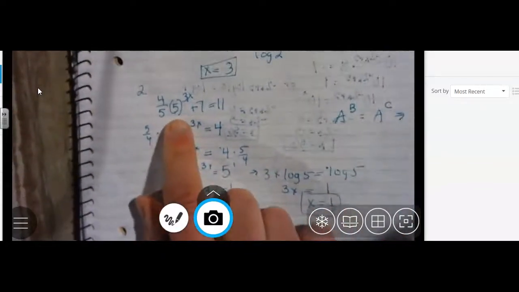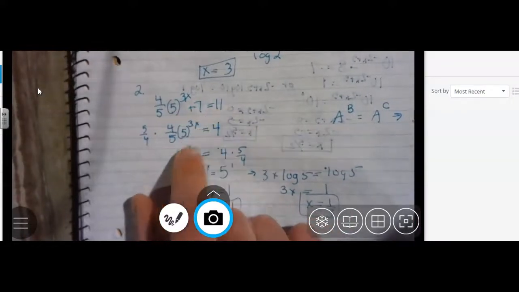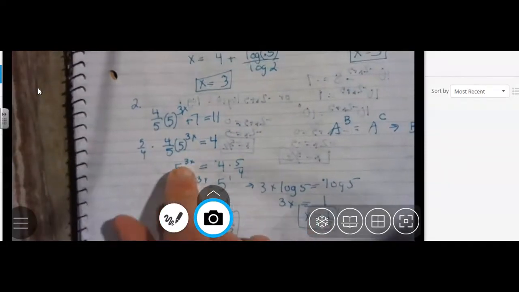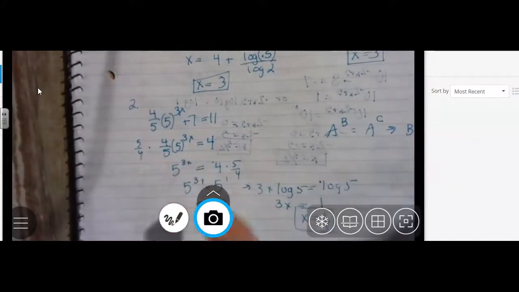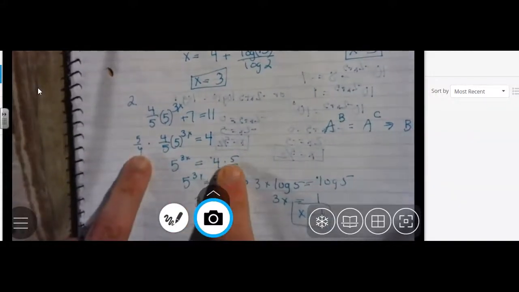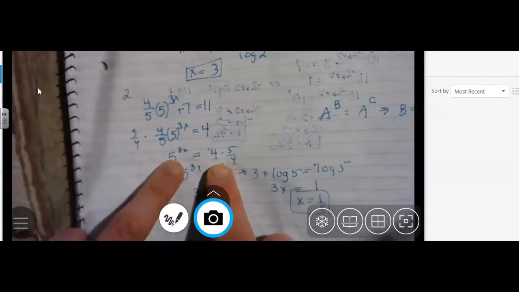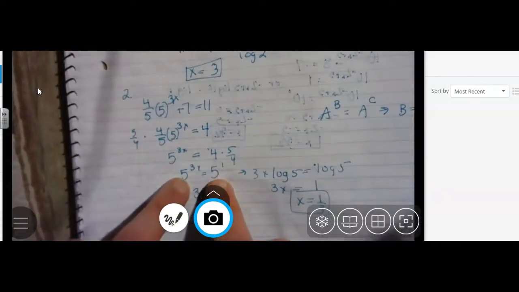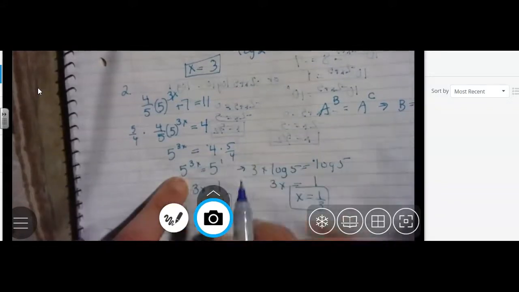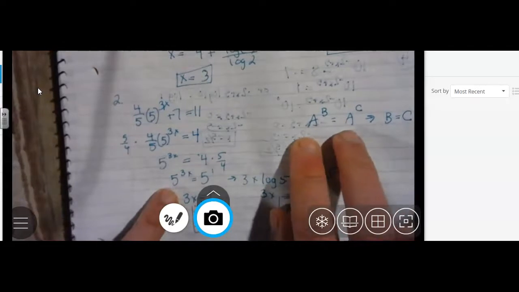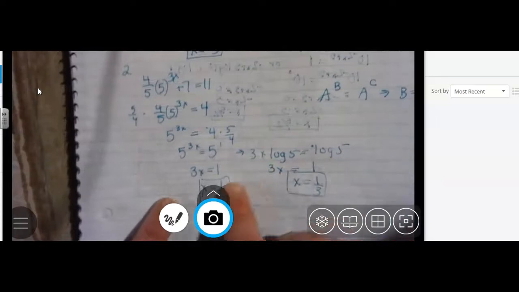So right here, you're going to have 4/5 times 5 to the 3x plus 7 equals 11. So in this case, I subtracted the 7 first. I got 4. Then I multiply both sides by 5/4. And then I got 5 to the 3x is equal to 5. And then you're at the same situation again where you have 5 to the 3x equals 5. Now notice that you have the same base. I don't know if you were taught that before, but if you have the same base, using this rule, a to the b equals a to the c, then b equals c. Therefore 3x equals 1, and you could solve it right there.